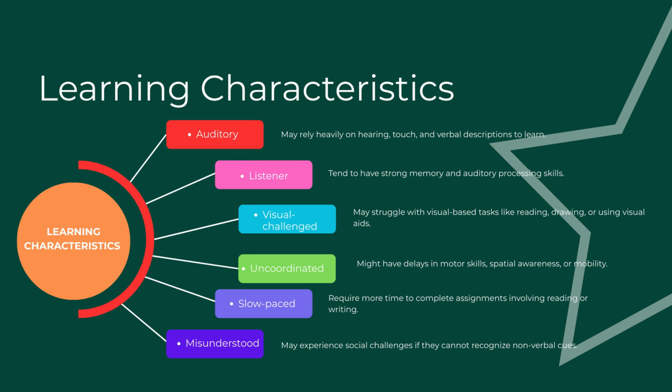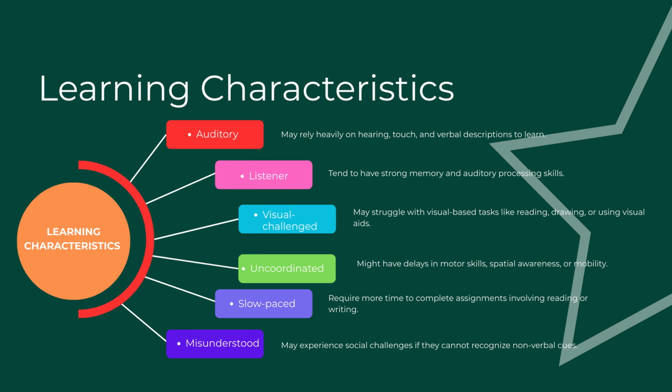The fifth one is slow pace: they require more time to complete assignments involving reading or writing. These learners may need more time to do school tasks. For instance, a student who reads with their hands or listens to a lesson might take longer to finish, so we need to be patient and give them more time. Lastly is misunderstood.